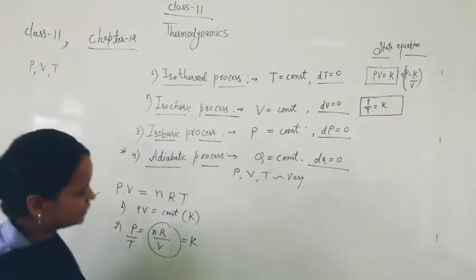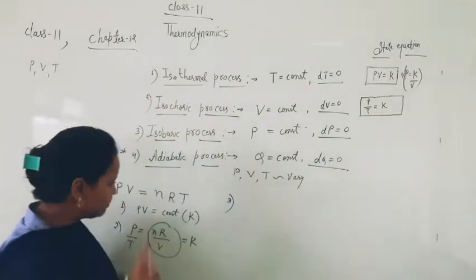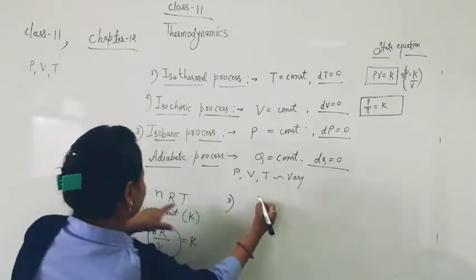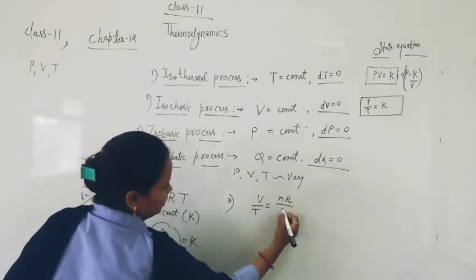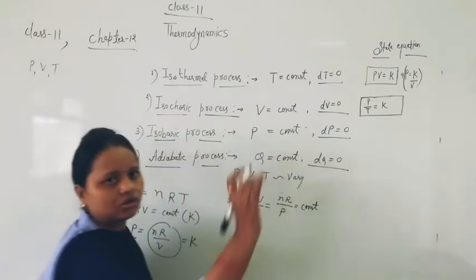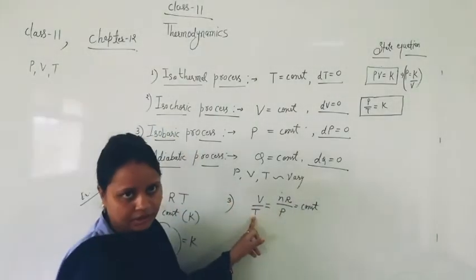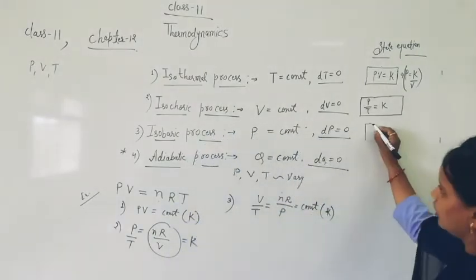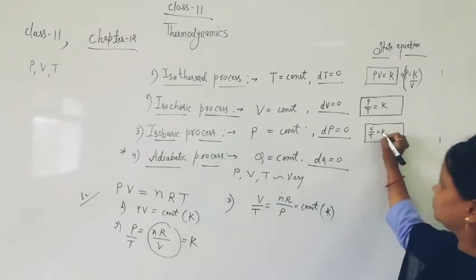Next, for the isobaric process, we have pressure as a constant parameter. Then the constant parameters can be shifted to the RHS. Then V upon T is equal to nR upon pressure. Constant into constant divided by constant is an overall constant. Then V upon T is equal to the constant K, which is the state equation of the isobaric process.